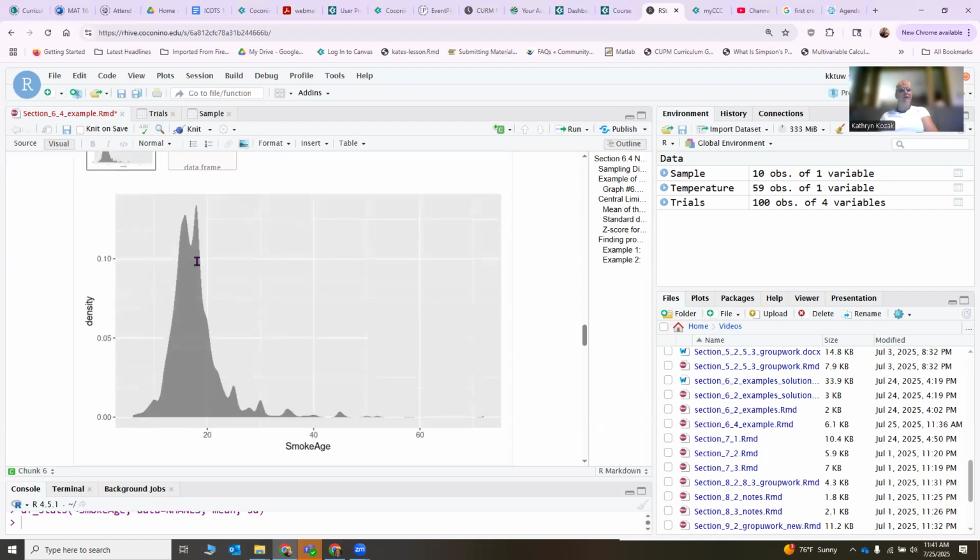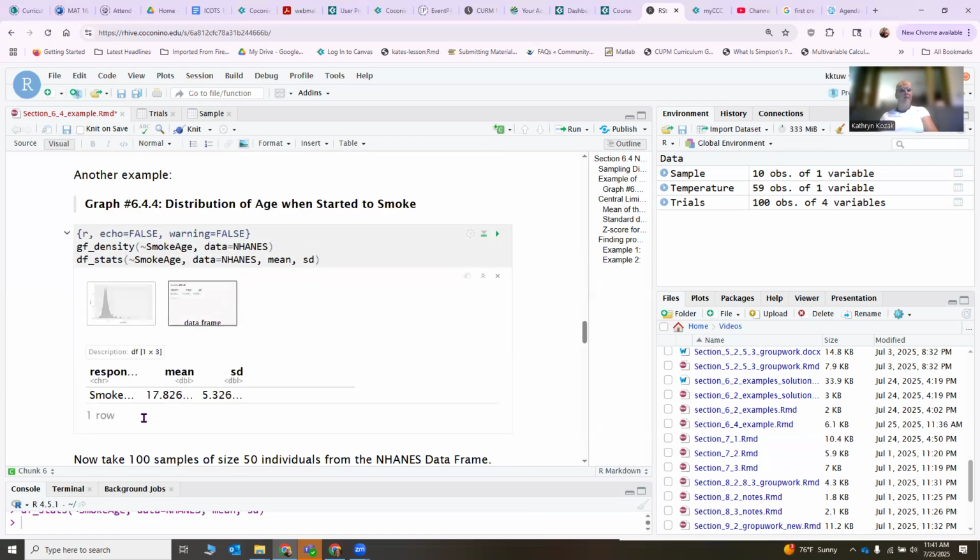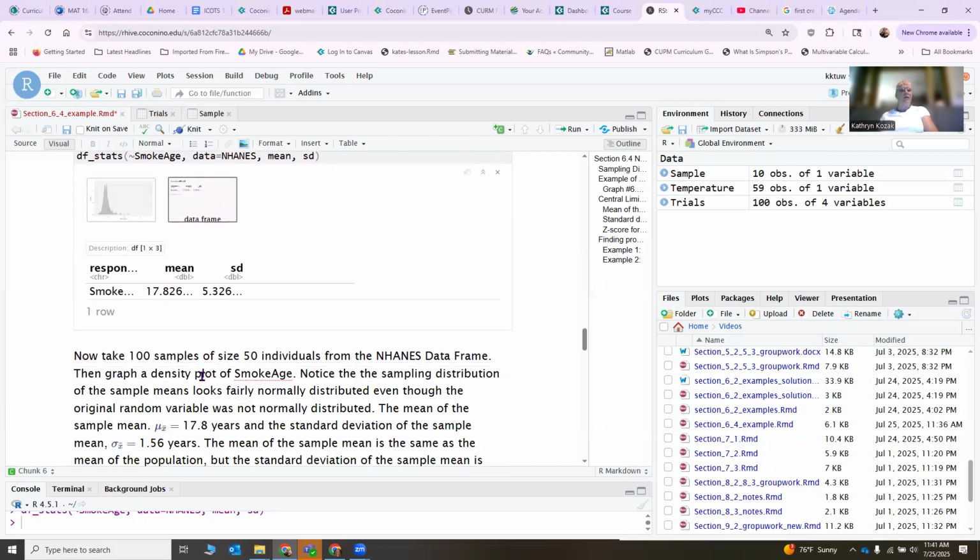Looking at this, it does not look like a normal distribution. It's definitely skewed to the right. It has some extra peaks going on here. Definitely not normal. The mean is 17.8. Standard deviation is 5.3. Now let's take 100 samples of size 50 individuals from this data set.